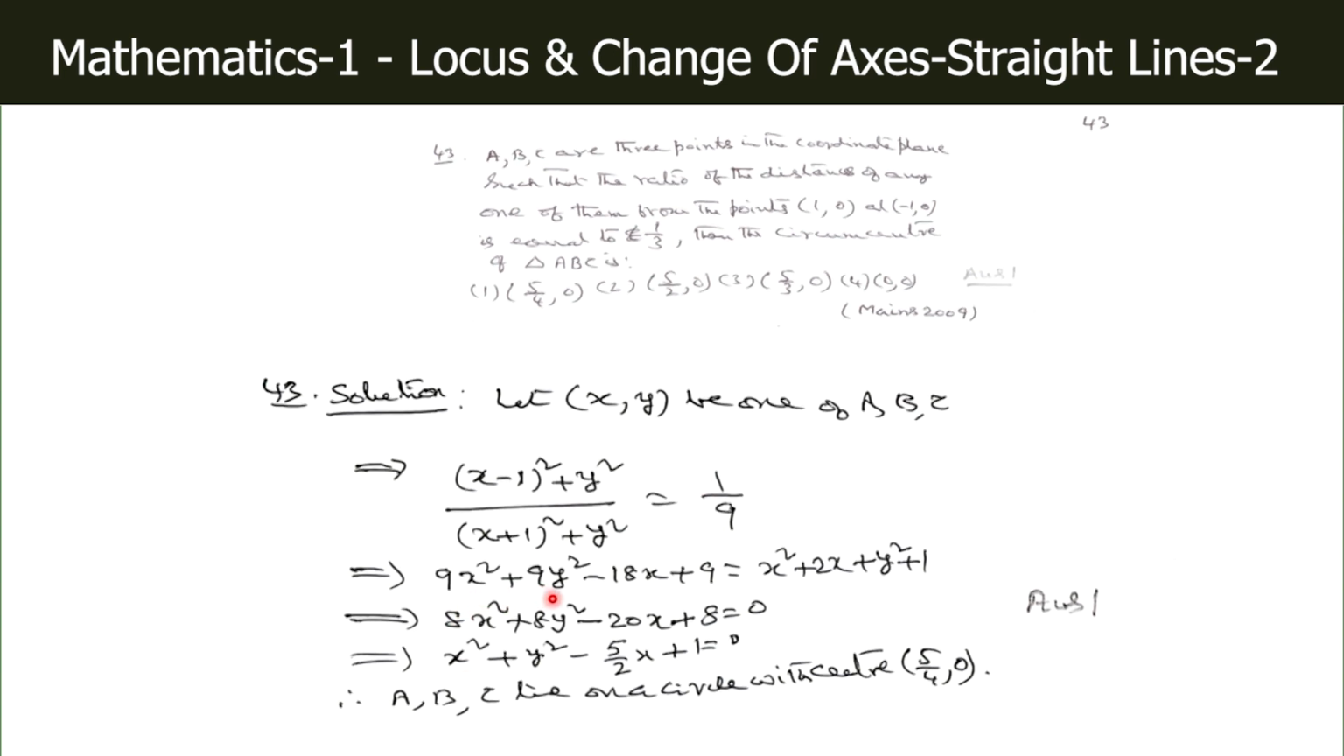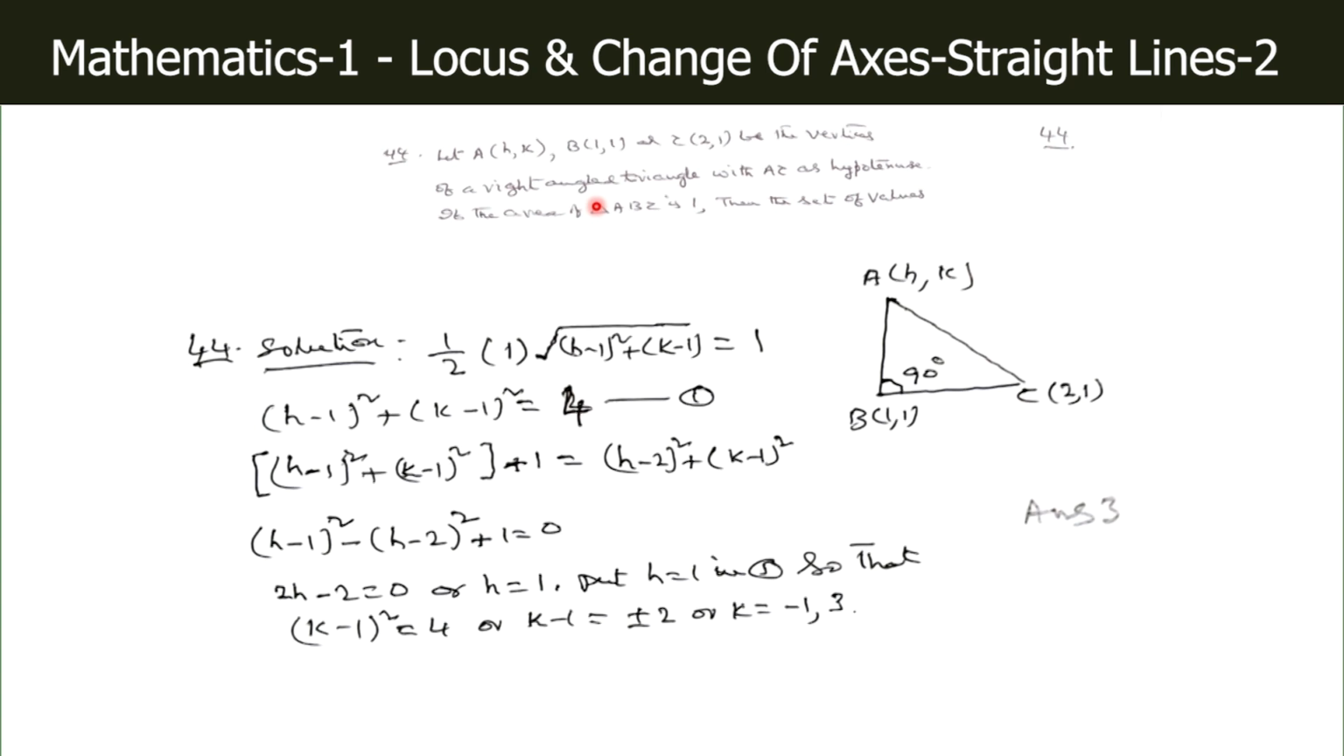Or 9x square + 9y square - 18x + 9 is equal to x square + 2x + 1 + y square, which gives 8x square + 8y square - 20x + 8 = 0. So that is x square + y square - 5x/2 + 1 = 0. So, therefore, A, B, C lie on a circle with center at (5/4, 0). So, the correct option is option number 1.